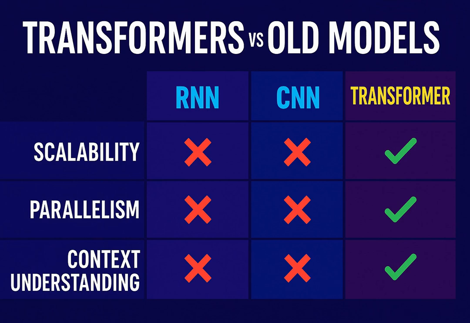Compared to RNNs and CNNs, transformers are faster to train, better at scaling, and capture long-range dependencies. This makes them the backbone of modern AI models, especially large language models like GPT.